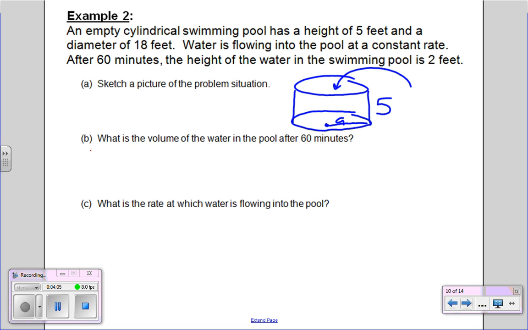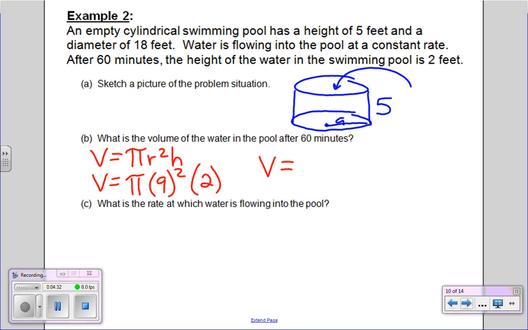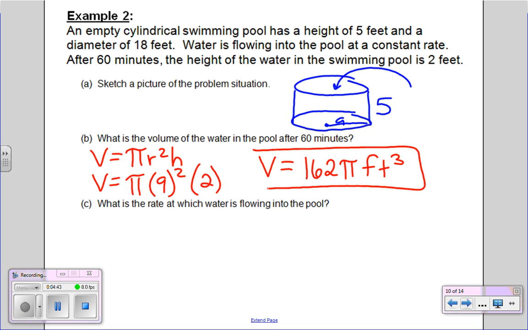If we want to find the volume, this is a cylinder, so volume is pi R squared H, the area of the base times the height, and we know that the radius is 9. After 60 minutes, the height of the water in the swimming pool is 2 feet, so I'm going to plug in 2. My volume is going to be 81 times 2, which is 162 pi feet cubed. We're going to leave this exact because it does not say to round.